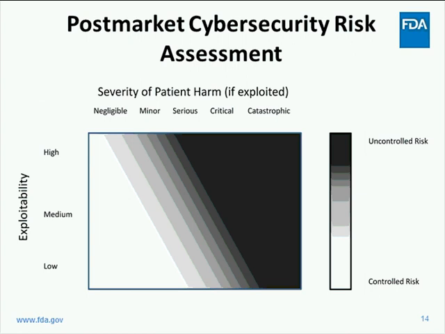The risk matrix that you see is a visual representation of the proposed risk matrix with exploitability on the y-axis and severity of patient harm, if exploited, on the x-axis. Together, the assessment yields risk of patient harm. The manufacturer must assess whether the risk of patient harm is controlled or uncontrolled.